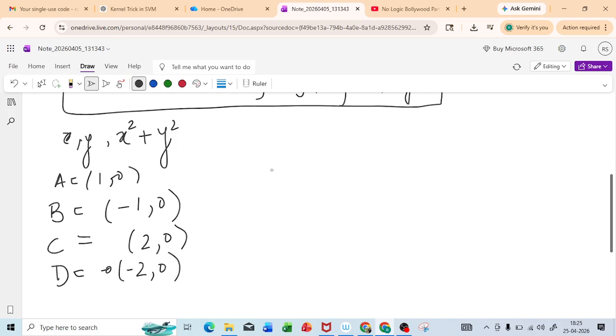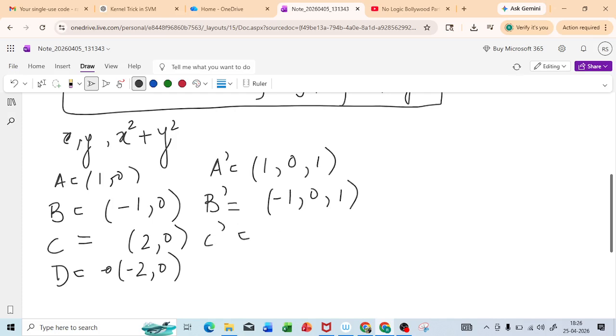So what we'll do is, now the transformed point, let's call it A dash, becomes what? It becomes (1, 0, 1), because 1 square plus 0 square is nothing but 1. B dash becomes (-1, 0, 1), since x square plus y square is nothing but 1. C dash again is nothing but (2, 0, 4), and D dash is nothing but (-2, 0, 4).